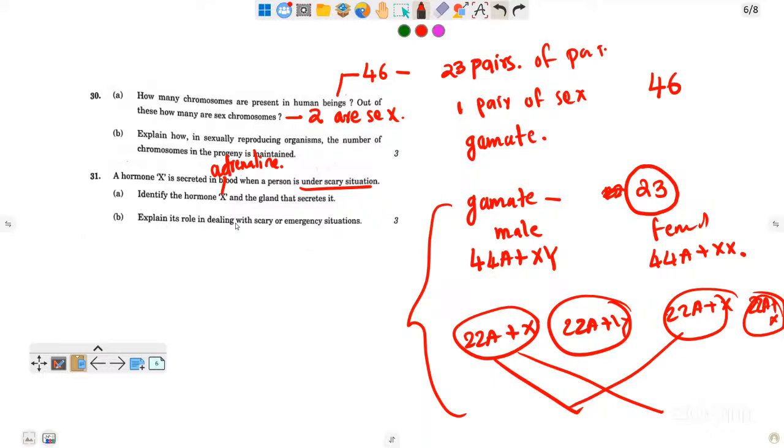Explain its role in dealing with the scary or emergency situation. Adrenaline is known as the fight or flight hormone. When a dog is chasing you, adrenaline is secreted in your body. It will increase the heartbeat, increase the respiratory rate, and send more blood to the muscles. Inside the liver, glycogen is converted into glucose. All these changes happen as a result of adrenaline.